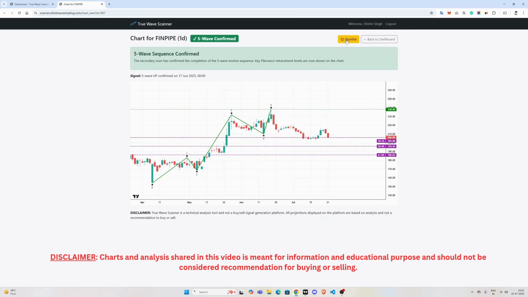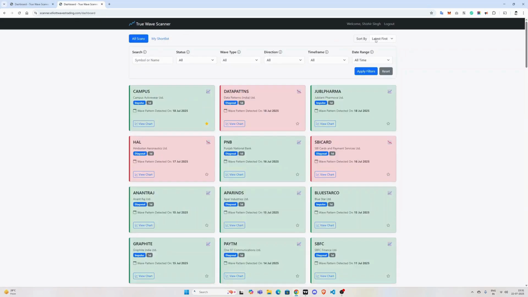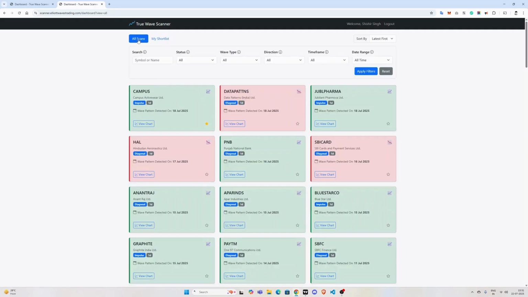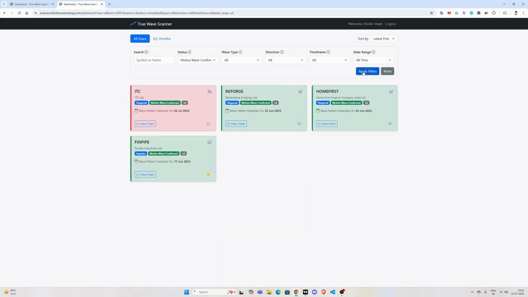So that's how you can find a great setup. If you like a chart, you can shortlist it and go back to the dashboard, and you can click on my shortlist, and here you can see, right? So you can find these kinds of setups, which is also my favorite setup, where the motive wave has been confirmed. You can apply these filters and only see these kinds of stocks, right?